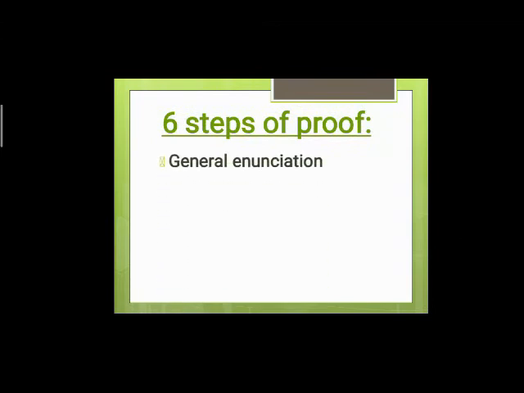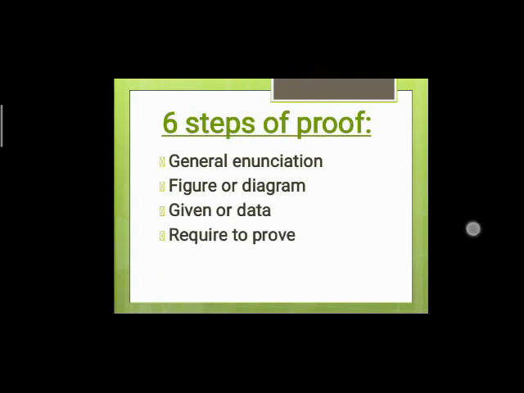To prove any theorem, we have different steps. There are 6 steps that we follow to prove any theorem. First one is general enunciation. Number 2, figure or a diagram. Number 3, given or data. 4, required or to prove. 5th, construction. And 6th one is proof. Here we have 6 different steps to prove any theorem.